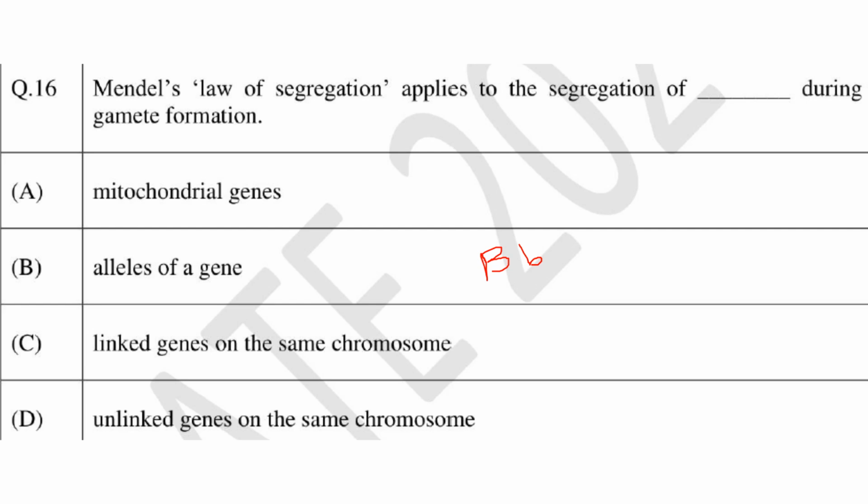That is, the sperm will receive either capital B or small b, or the ovum can receive either capital B or small b and not both together. So the answer here is: Mendel's law of segregation applies to the segregation of alleles of a gene during gamete formation.